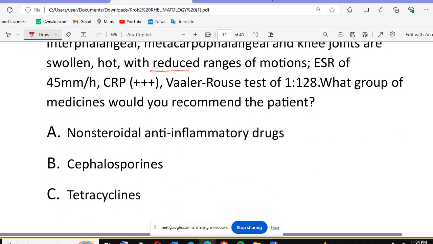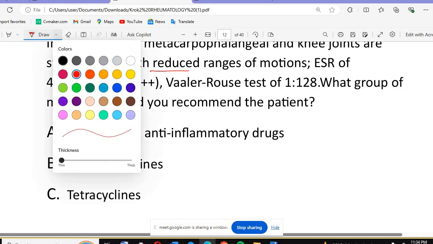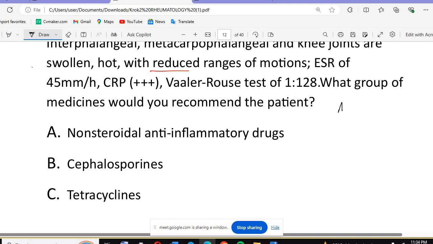So you have to recommend it. The patient has got a rheumatoid arthritis kind of problem. Rheumatoid arthritis, and arthritis of course means inflammation. So for inflammation you can give NSAIDs, the non-steroidal anti-inflammatory drugs like diclofenac and aspirin.